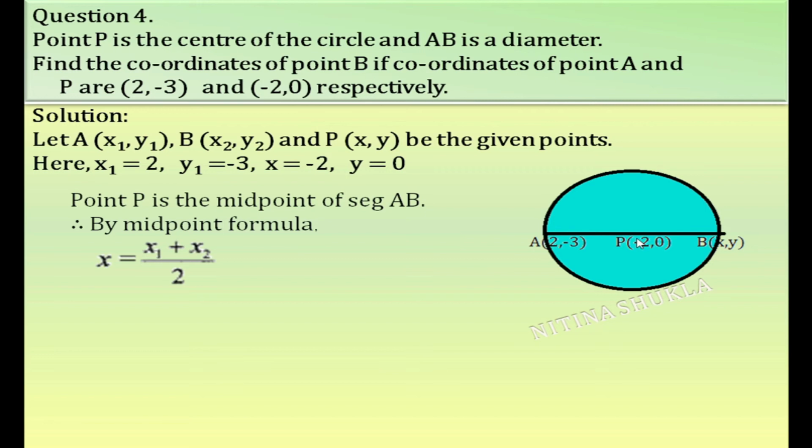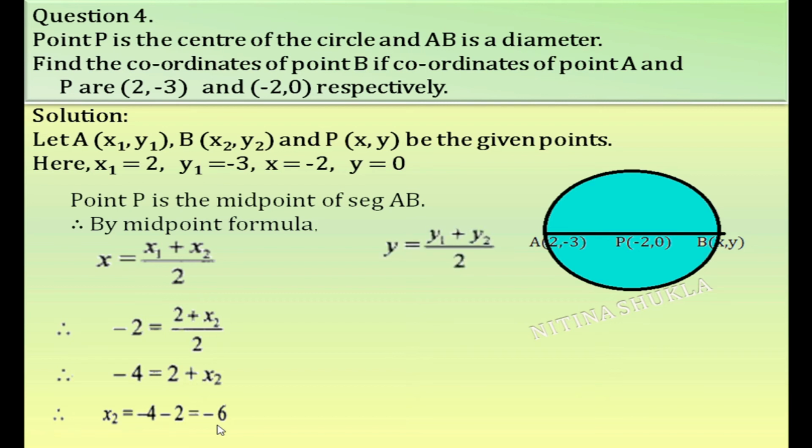It is all up to you how you write. Done? So substitute: 2 plus x2 upon 2, which is equal to minus 2. Start solving. You get the result. Minus 2 into 2 becomes minus 4. 2 plus x2. Once you get this, try to simplify, get the value of x2. x2 is minus 6.